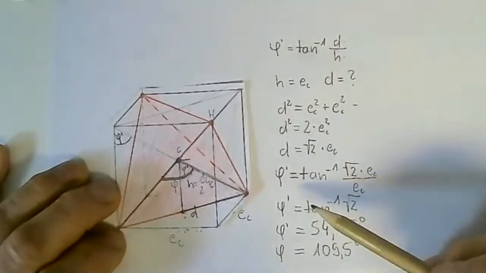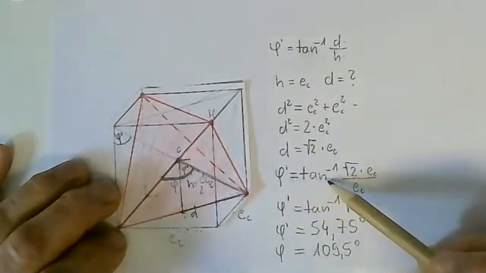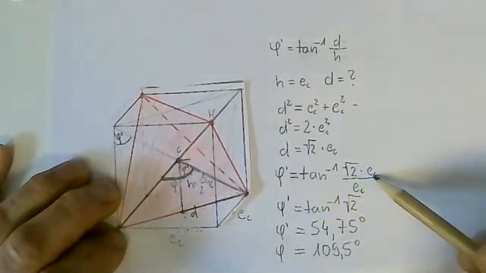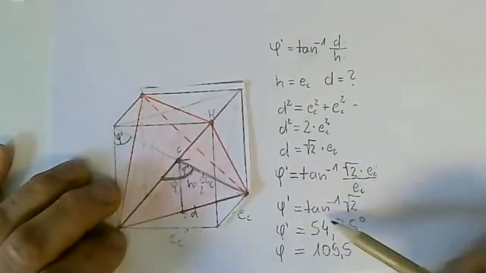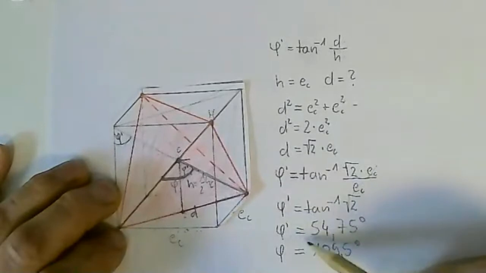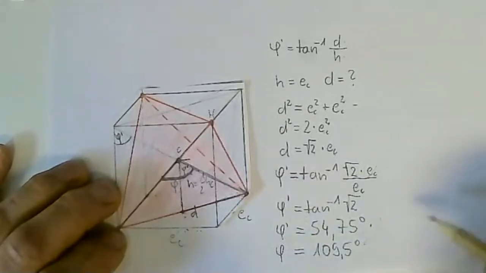If we put now the values of the height and the diagonal into the tangent function, we get for the angle phi stroke the inverse tangent of edge length times root of 2 by the edge length. At last, the angle phi stroke will be the inverse tangent of the root of 2, nothing else. The value for phi stroke is 54.75 degrees. This is the angle, the half of the angle. For the total angle, the value has to be doubled, and it is then 109.5 degrees.